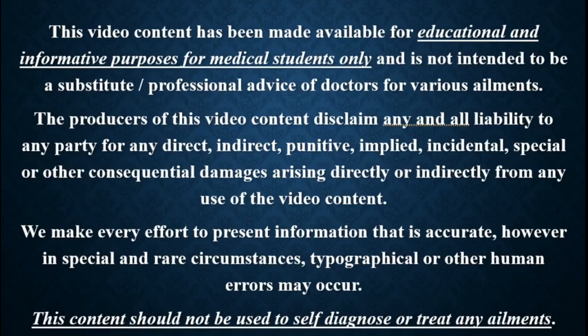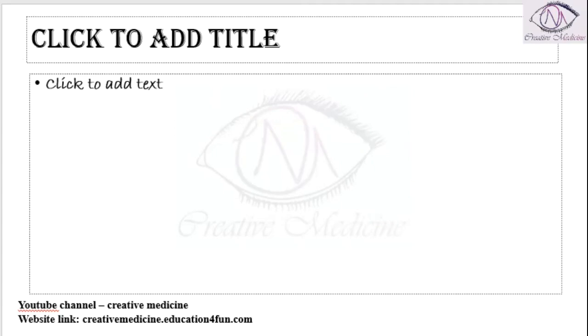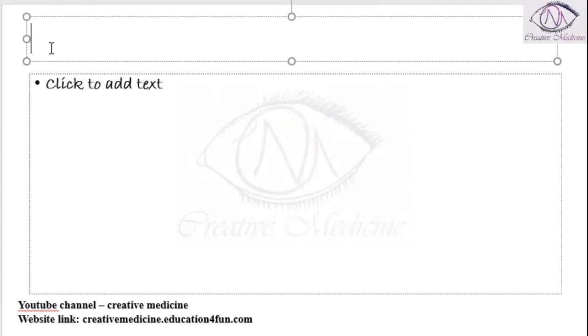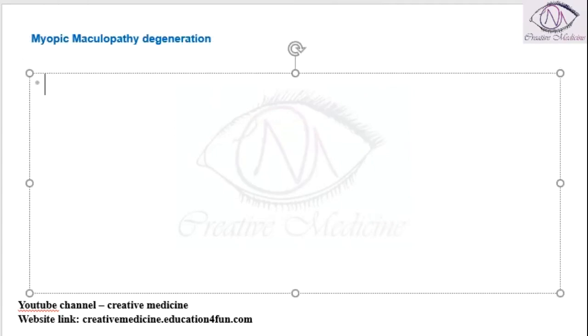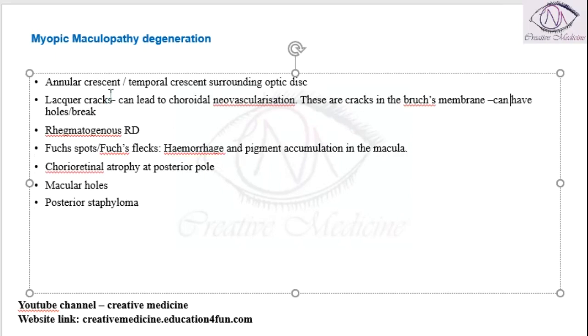In this lecture, we will learn about the causes of macular degeneration. Macular degeneration can be of the following types. Macular degeneration includes annular crescent. Actually, it is myopic macular degeneration.